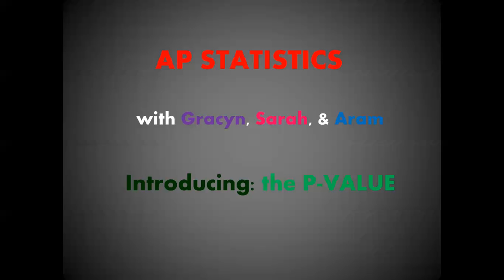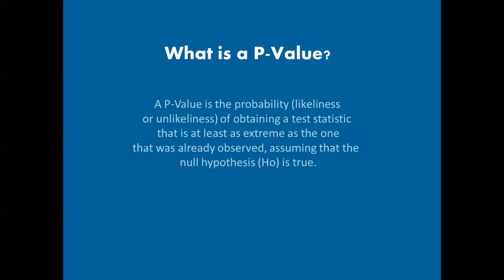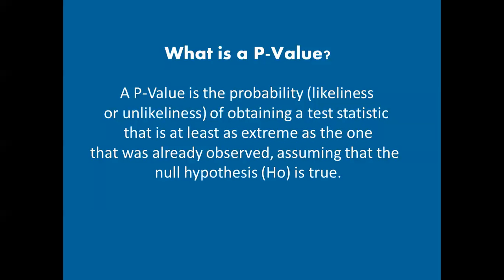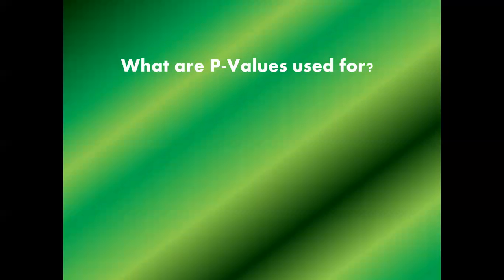Introducing the p-value. What is a p-value? A p-value is the probability, likeliness, or unlikeliness of obtaining a test statistic that is at least as extreme as the one that was already observed, assuming that the null hypothesis, H0, is true. So basically, what are p-values used for?